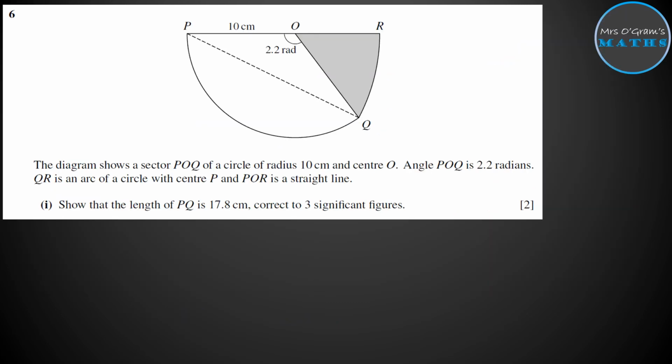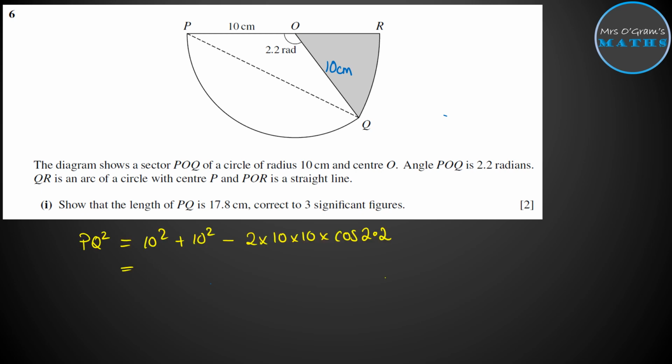With question 6, we've got two overlapping sectors of circles. So we're told that PO is the radius of the white circle, the POQ circle. So this is also 10 centimeters over here on this side. OQ must also be 10 centimeters because it's the radius of that circle at center O. And we want to work out PQ. So we're going to use the cosine rule for that.